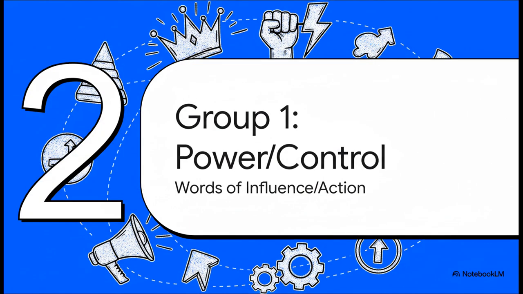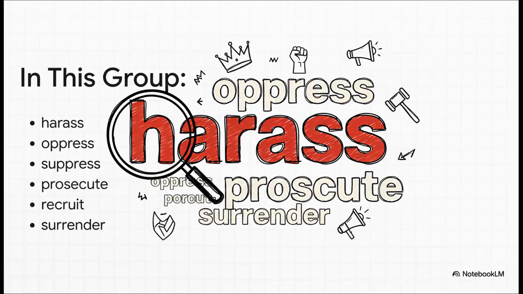All right, our first group of words is all about a single theme, power and control. These are really strong, action-packed words. You're going to see them all over the place, in the news, in history books, even in conversations about the workplace. We'll be looking at these 6 right here. They all have something to do with either using power or giving it up. And to show you how this whole method works, let's do a little deep dive on the first one, harass.